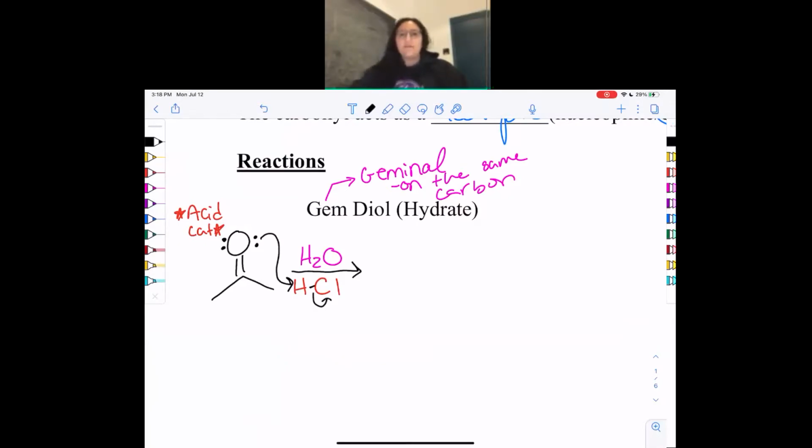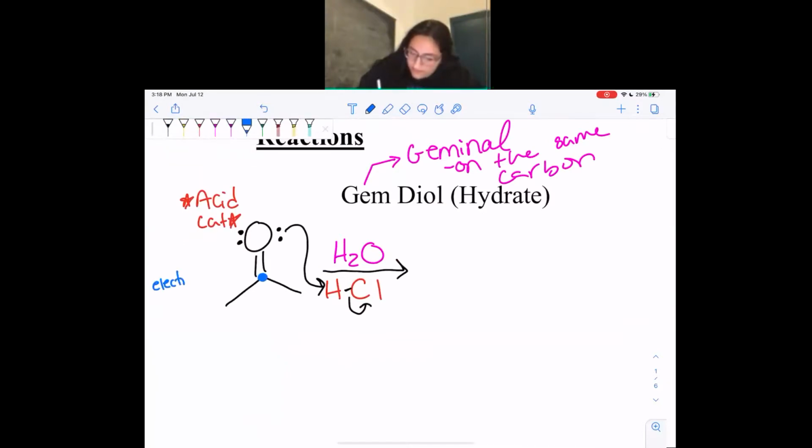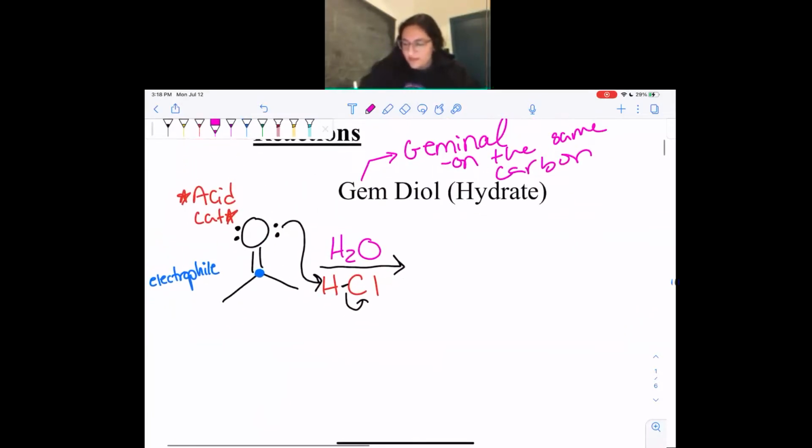And yes, the carbon of the carbonyl is the electrophile. So if y'all want, I can just put a little dot here just to remind us that's the electrophile. And the pink is the, oh my goodness, I'm sorry, nucleophile.